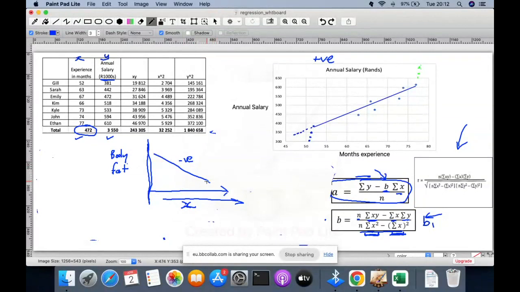Can anyone think of another example? Feel free to just drop it in the chat. I'd like to actually hear what kind of examples you think of, because this is how you apply it to the real world. Anyone, give it a shot. One example will be perfect. So I'm looking for negatively correlated data.